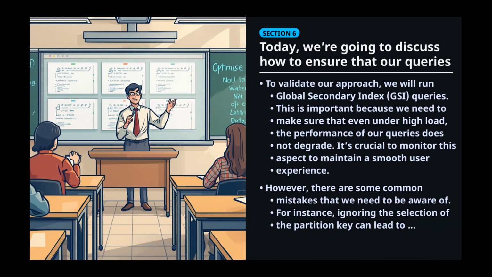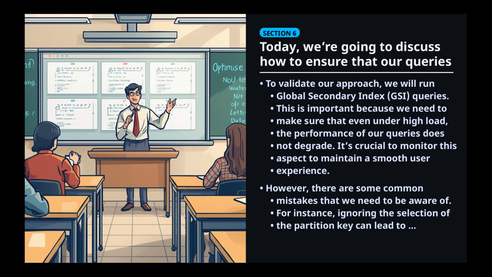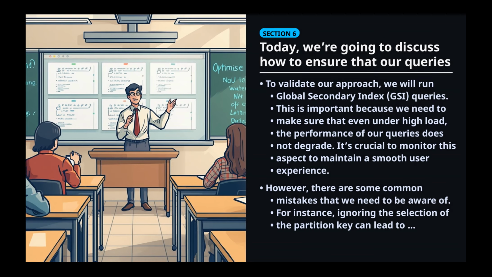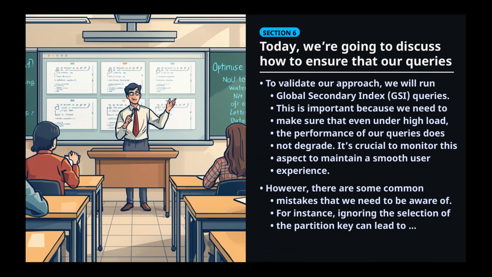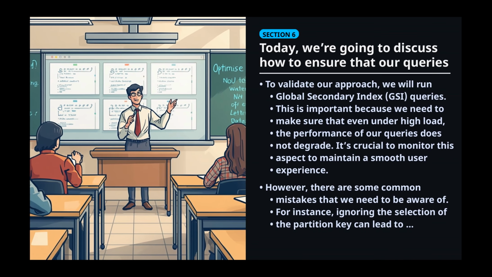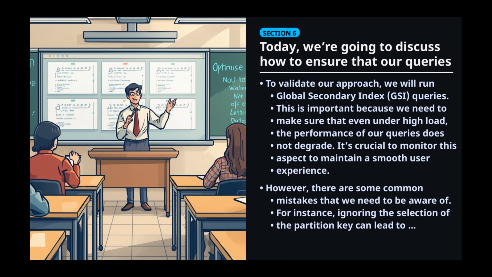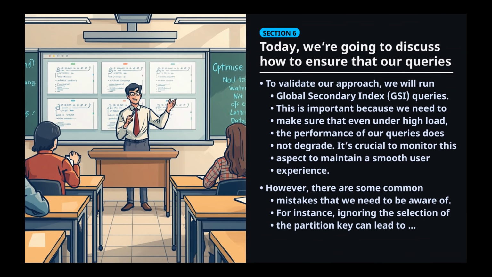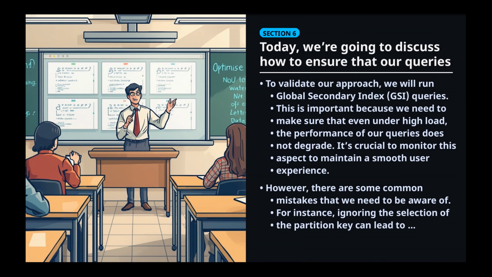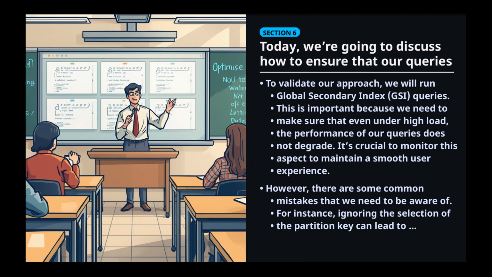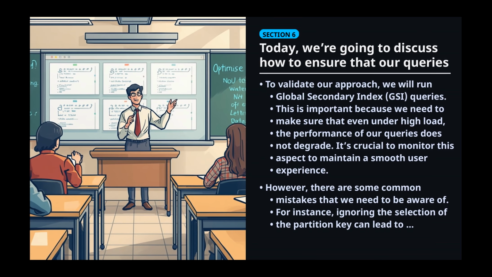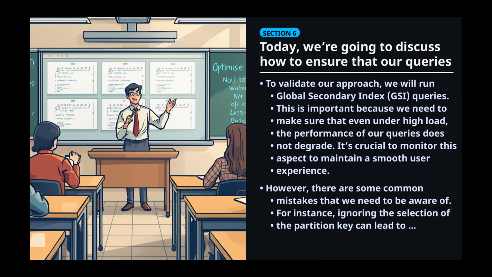However, there are some common mistakes that we need to be aware of. For instance, ignoring the selection of the partition key can lead to inefficiencies. Additionally, confusing GSIs with local secondary indexes, LSIs, can create problems. Lastly, underestimating the impact of hot partitions can also negatively affect performance. In summary, by carefully validating our queries and avoiding these common pitfalls, we can ensure that our database performs optimally.